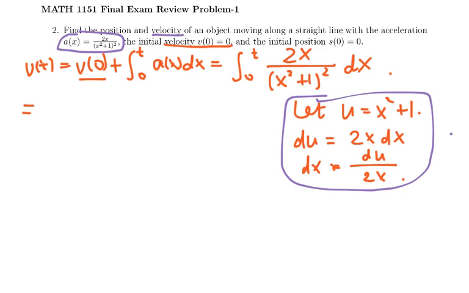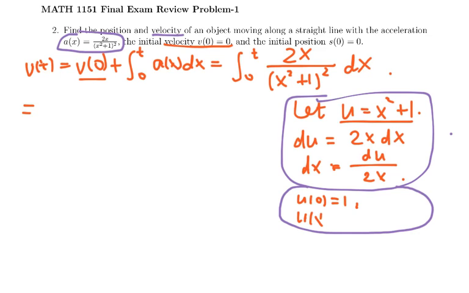But if we change the variable, we will also have to change the integral limits. For the lower limit, the previous limit is 0, that is x equal to 0. We plug 0 into this function, and we have u(0) equal to 1. So the new integral lower bound is equal to 1. And plugging the upper bound into the u function, we have u(t) equal to t squared plus 1. So the new upper bound of the integral is equal to t squared plus 1.